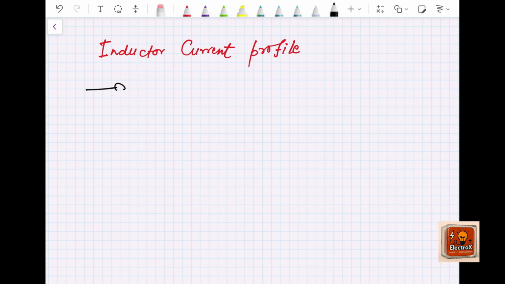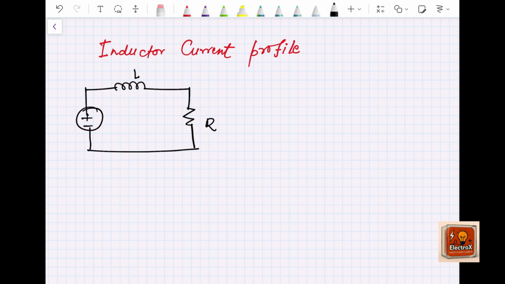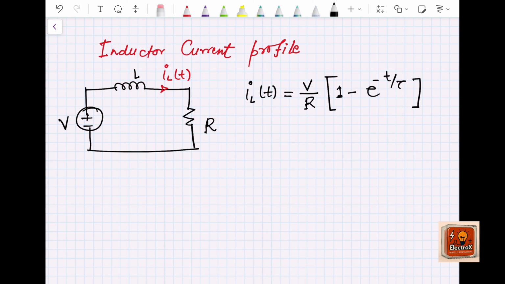Let us consider a circuit consisting of an inductor in series with a resistor R. Let us say this is supplied by a constant DC voltage source V. The current into the inductor is I_L(t). From circuit theory, we know that the current through an inductor is equal to the voltage divided by the resistance, multiplied by 1 minus e to the power minus t by tau.